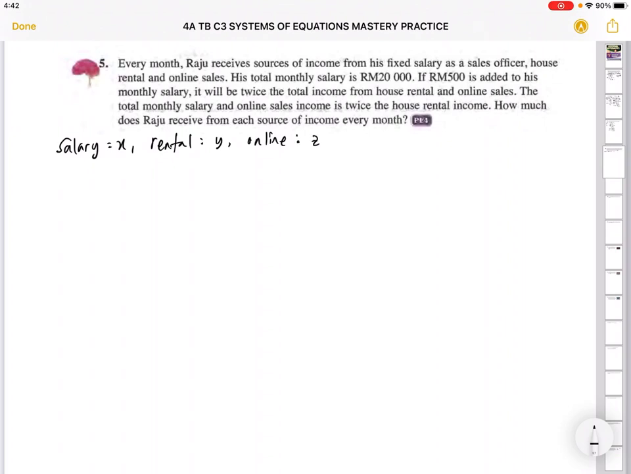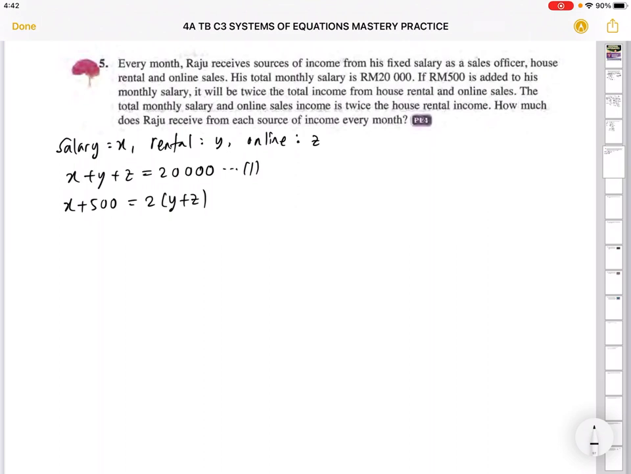So now his total, so total means X plus Y plus Z must equal 20,000. All right. If 500 is added to his monthly salary, his salary is X, right? Plus 500. This will be twice the total from his rental and his online sales. So twice of Y plus Z.